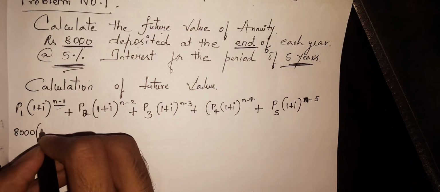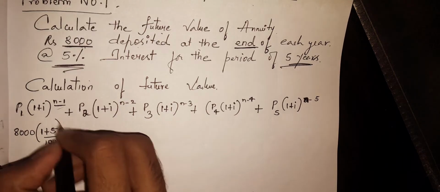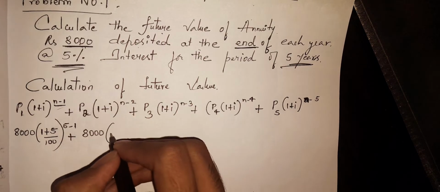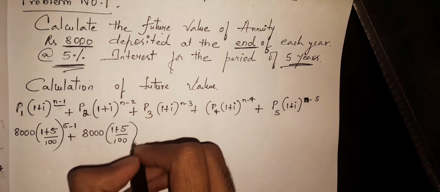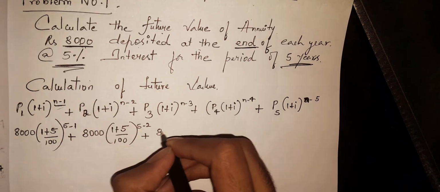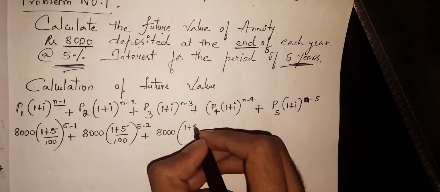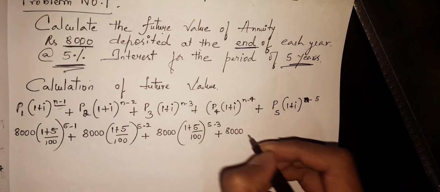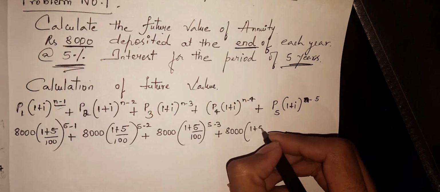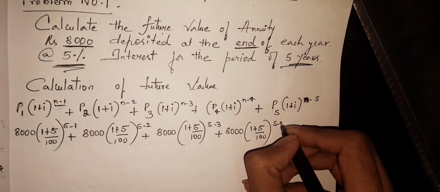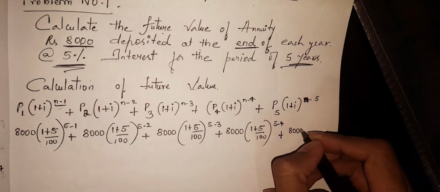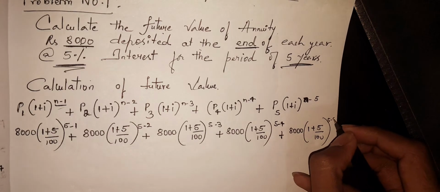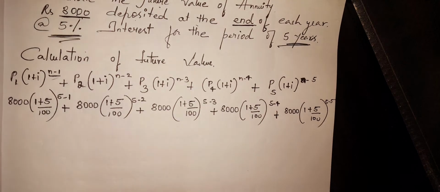So 8,000 into (1 plus 5/100), n is total 5 years, 5 minus 1, plus second year also same amount, they are investing, (1 plus 5/100) to the power of 5 minus 2, plus third year also same 8,000 rupees (1 plus 5/100) to the power of 5 minus 3, plus fourth year also same amount 8,000 (1 plus 5/100) to the power of 5 minus 4, plus fifth year also same amount (1 plus 5/100) to the power of 5 minus 5. Clear? I hope you have understood till here.